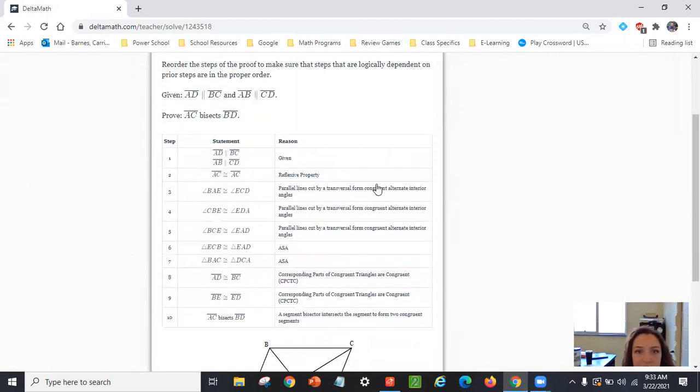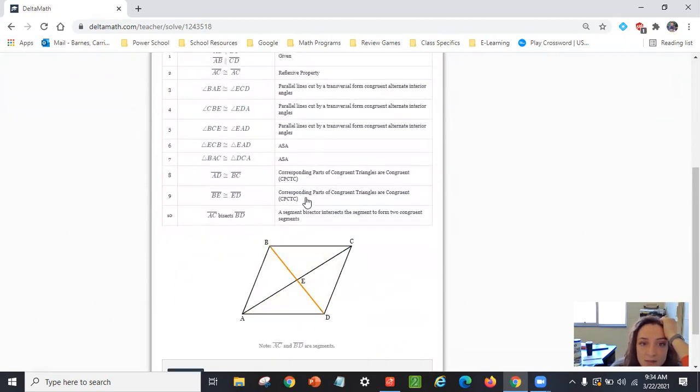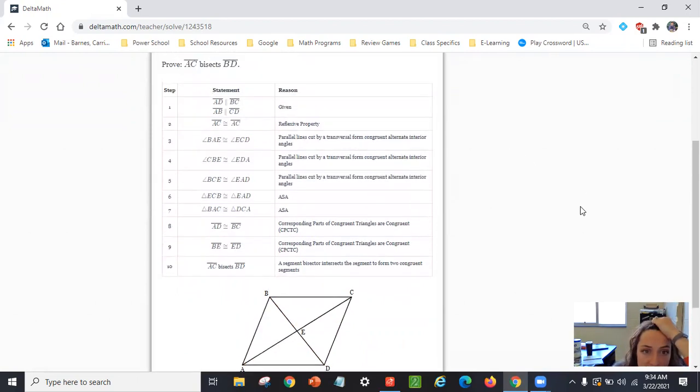So you can see all these things over the top. Reflexive, you can put anywhere in the proof. Parallel lines, we can say that because they're talking about parallel lines here. And now we just need to reorder these last ones here. Okay, so let's start out. We need to see which ones we can say for triangle congruence. So we know that this one, and this one. So that one actually doesn't really help us out very much here, but this one does.